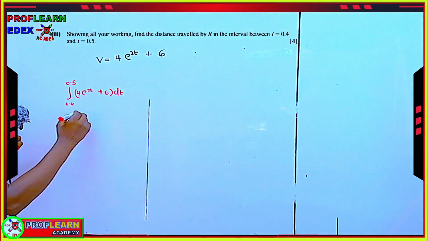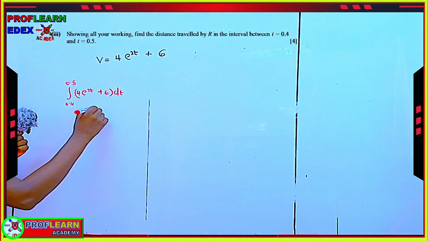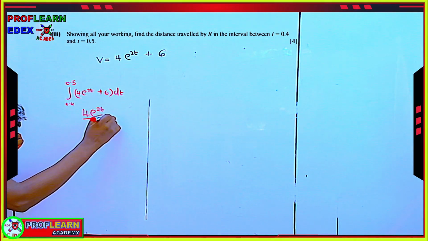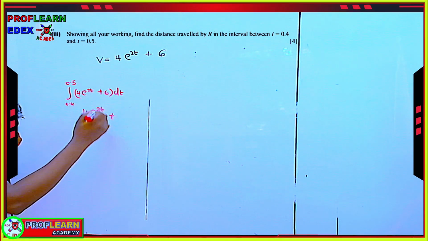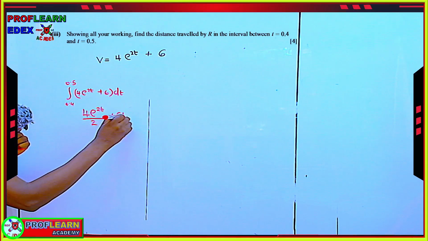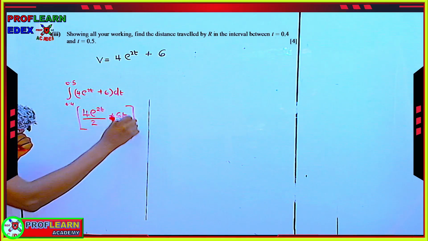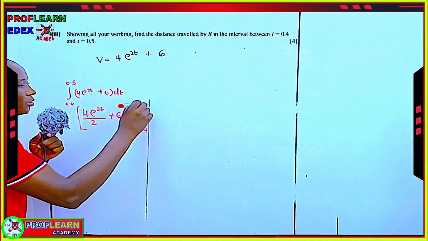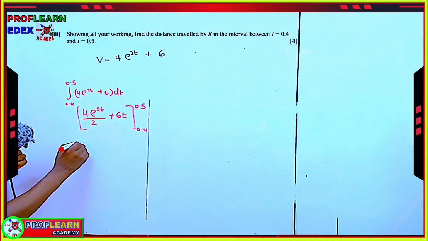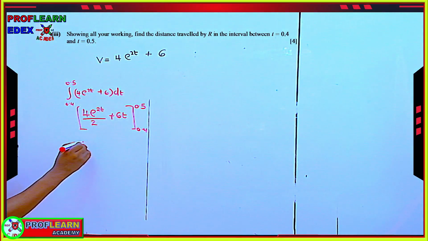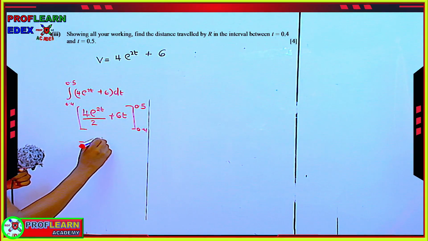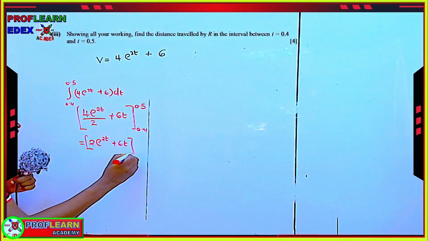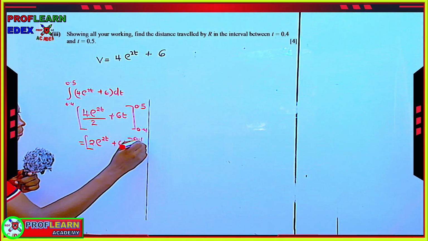When integrating an exponent, you differentiate the top and divide. To integrate this, we have 4e^(2t) over 2, since differentiating the top gives you 2, plus integrating 6 gives you 6t. Then the limits of integration are 0.4 all the way to 0.5. This 2 is going to simplify, and then we have 2e^(2t) plus 6t, with limits 0.4 to 0.5.